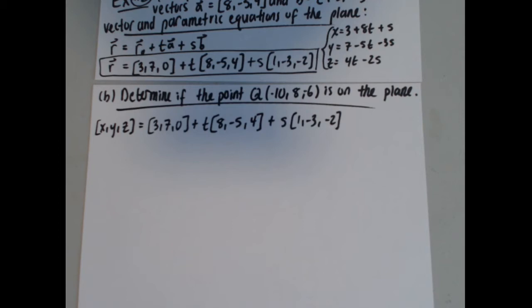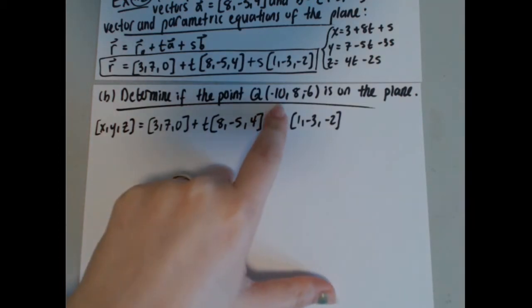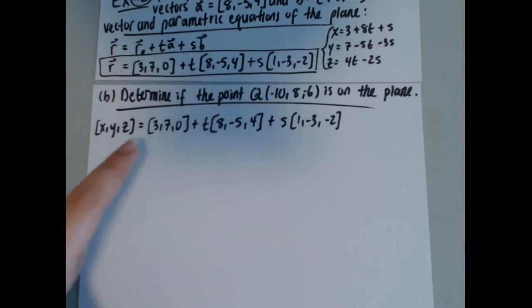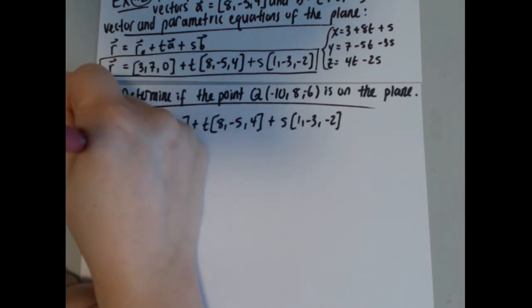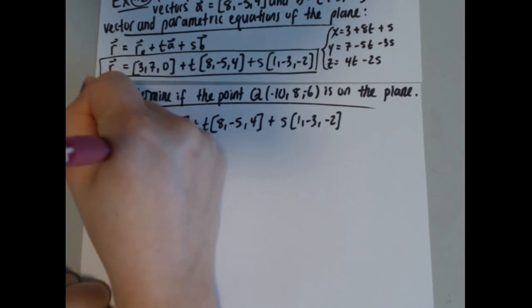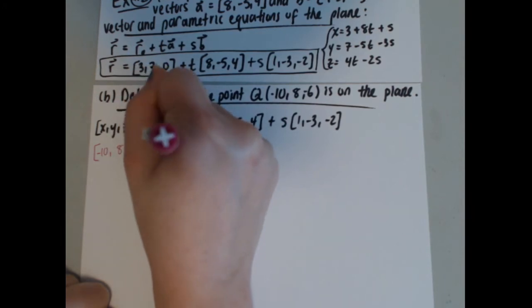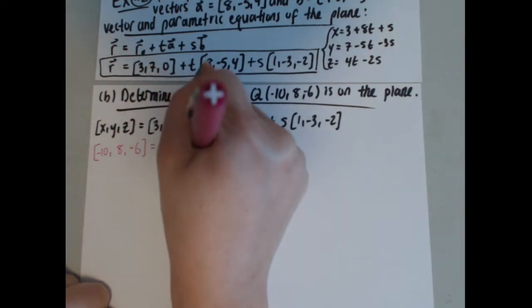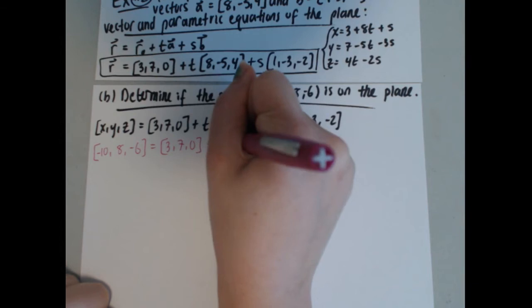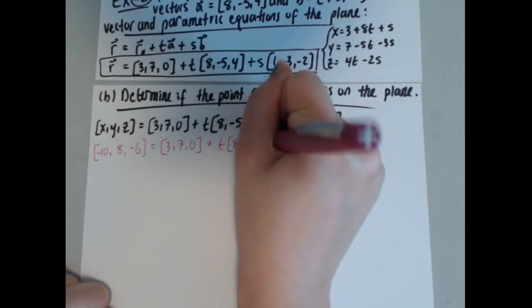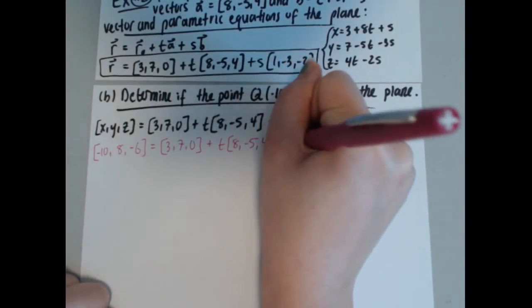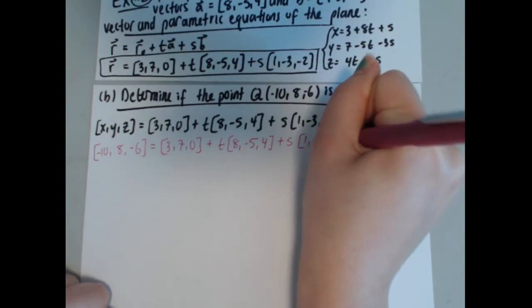So I want to know if this particular point is on the plane. If that point is on the plane, then the position vector should satisfy this equation. The position vector -10, 8, -6 should satisfy this: 3, 7, 0 plus t times 8, -5, 4, plus s times 1, -3, -2.